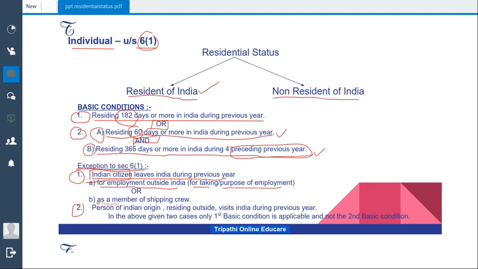The second part of the first exception is as a member of shipping crew. So if you are an Indian citizen, you are leaving India during the previous year as a member of shipping crew, so you are following an exception. So the first exception says: Indian citizen leaves India during previous year either for employment outside India or as a member of shipping crew.